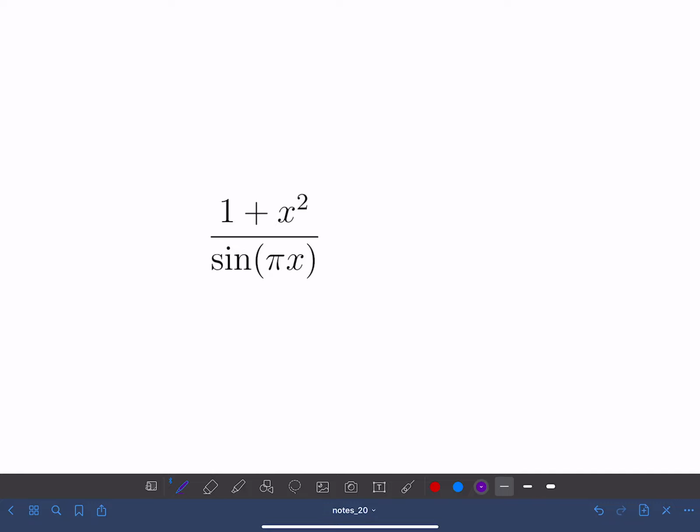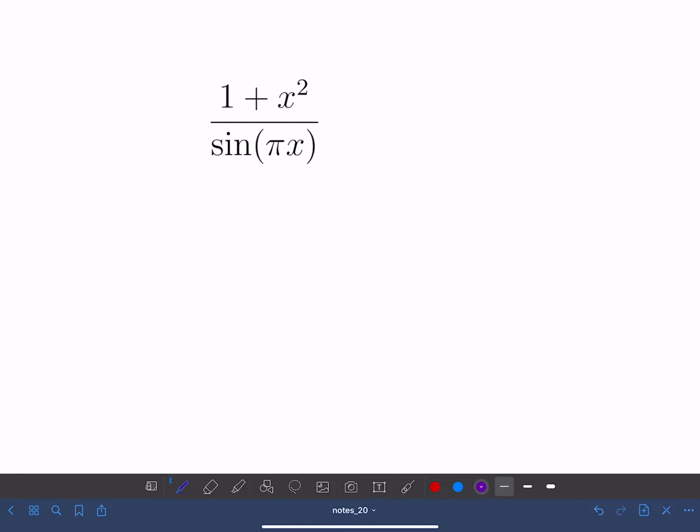Let's do one more. Let's call this function k. The outermost function here is the division.